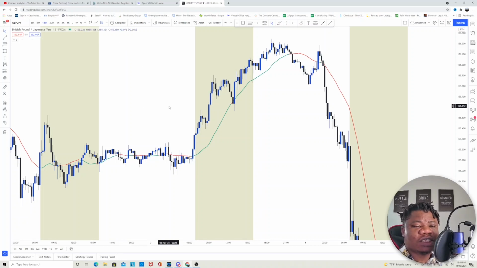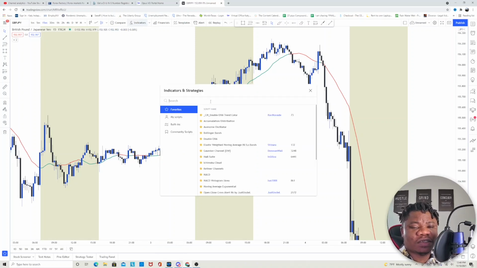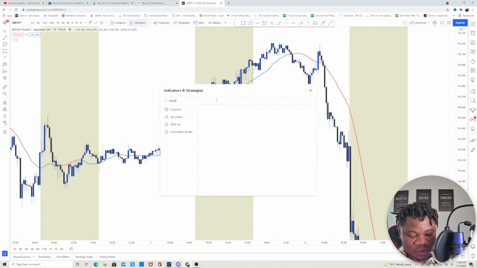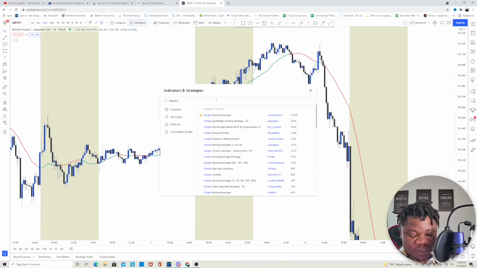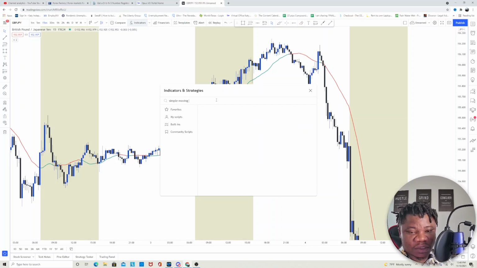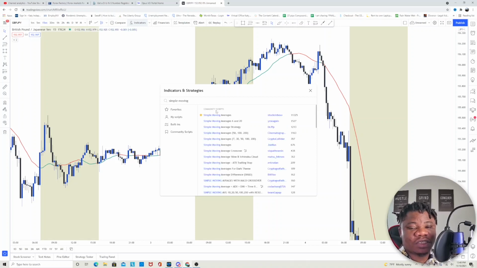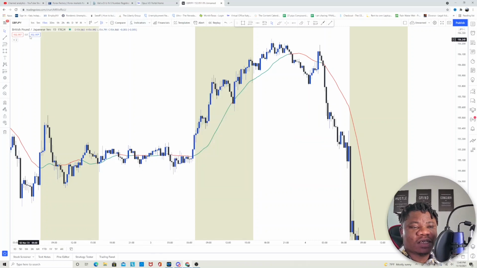Now, to add this indicator onto your chart, you go here to indicators and you simply search for simple moving averages, and it's going to be this first one here, developed by Stocks Inbox. Once you have it on your chart, you exit.